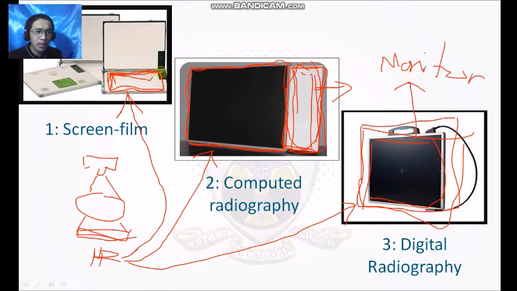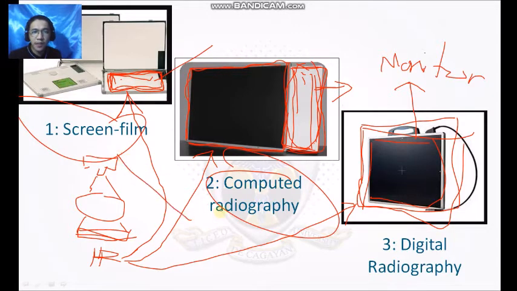This one in the screen film radiography, diba? We call it a latent image, the invisible image. So both the screen film and then the computed radiography system have latent image.